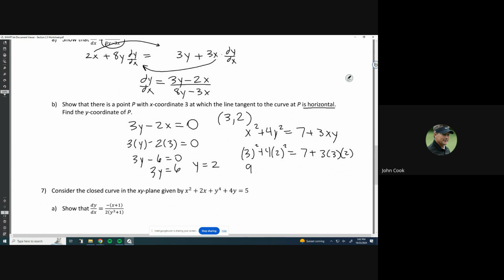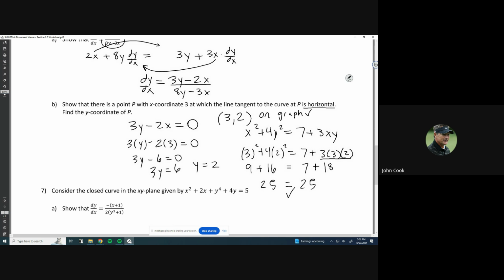So 3 squared is 9. 2 squared is 4. 4 times 4 is 16. That gives me 25 overall on this side. And then 3 times 3 times 2, that's 18 plus 7. And yeah, sure enough, both of these are going to be equal to 25. So that means that this coordinate is on the graph.